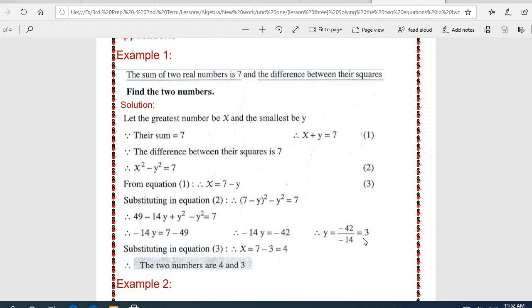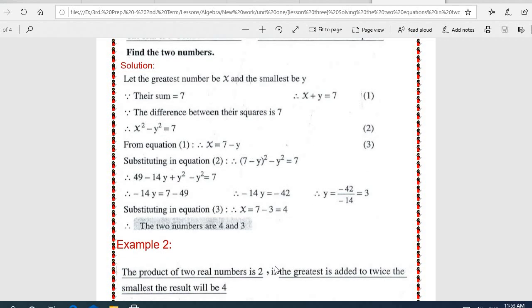Substitute the value of y in equation 3: x equals 7 minus y. x equals 7 minus 3, which means that x equals 4. So the two numbers are 4 and 3. In applications, ما نكتبش solution set of ordered pairs.